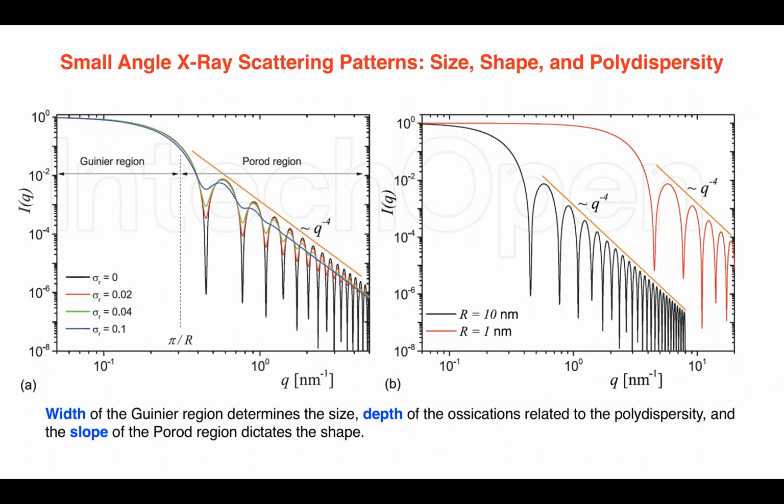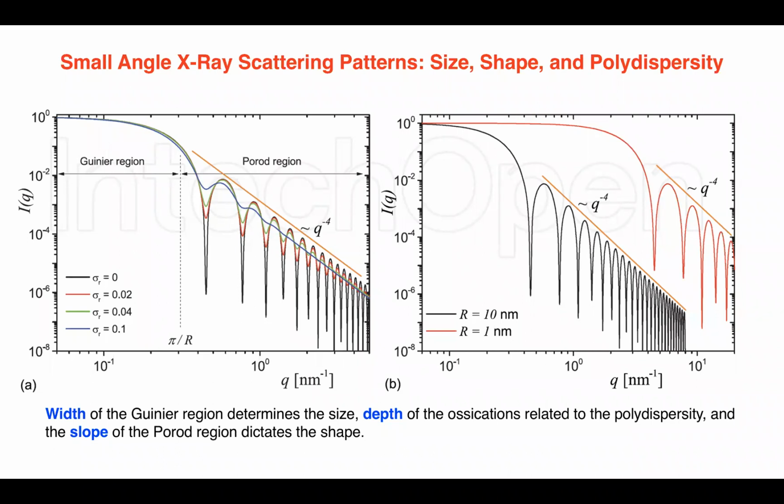These are various calculated small angle scattering patterns for spheres, and people talk about two regions of these, what's called the Porod region and the Guinier region. The size of this region here is related to the size of the object of interest.